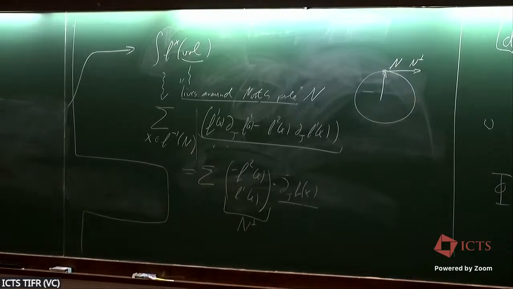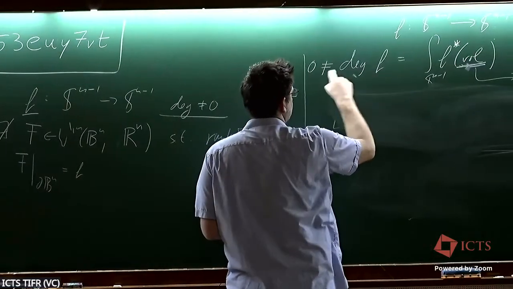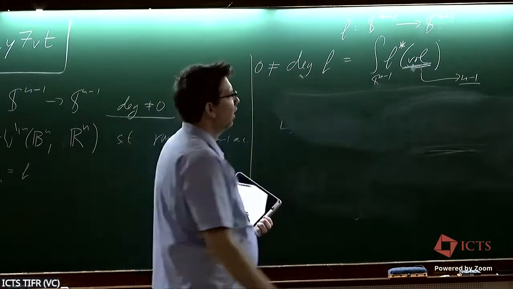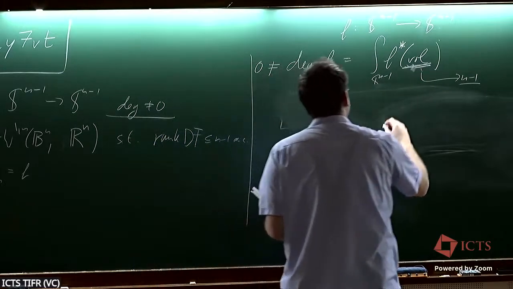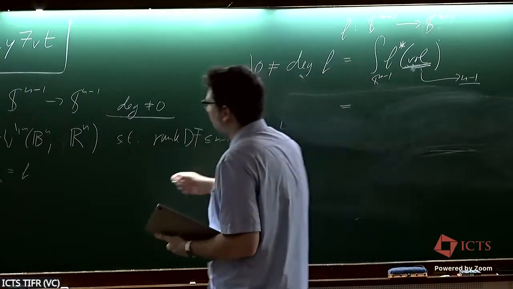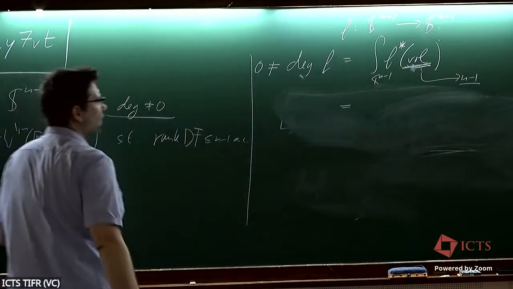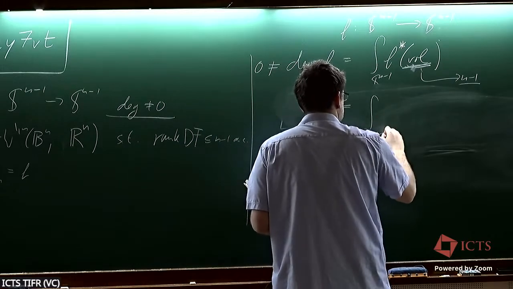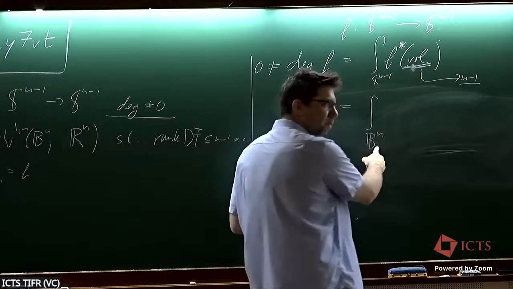So we have f, we know the degree is not zero. So we have the situation that we have little f such that the degree is not zero, so this guy is not zero. And we assume we have an extension capital F. Okay, and this here by Stokes' theorem is the sphere is the boundary of the ball.